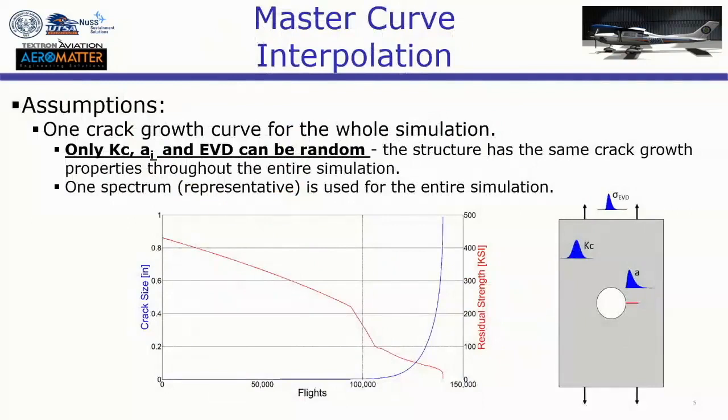So what are the assumptions of the master curve? The master curve is very good. It has been used many times, but it has a few assumptions that sometimes I call limitations. Only fracture toughness, initial crack size, and EVD can be random. If you want variation on the geometry or variation on DADN, you cannot use the master curve approach. You're going to need a different approach. But it's very good for assessing the situation of your fleet, okay?